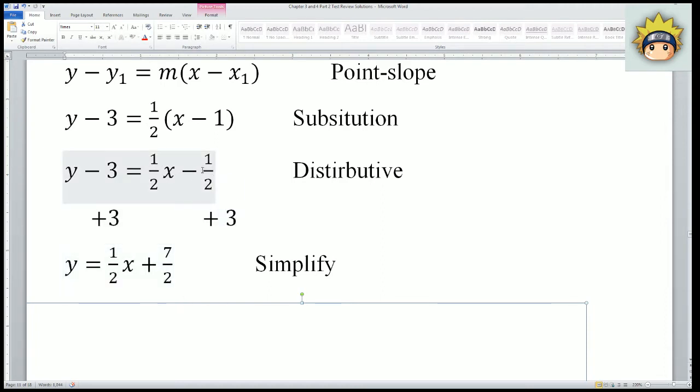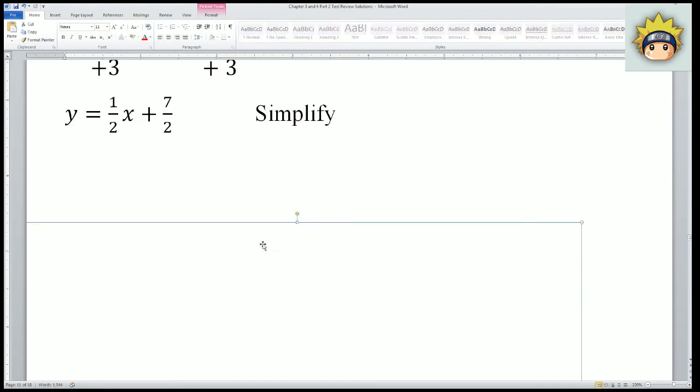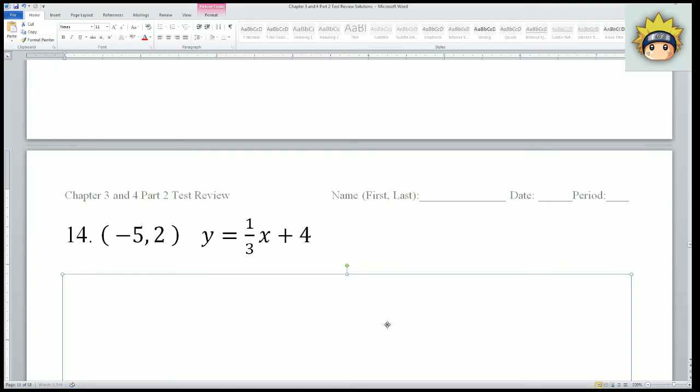The fraction is pretty ugly, so just use a calculator. Negative 1/2 plus 3. The calculator should chunk this out here. Make sure you're able to convert from a fraction to a decimal and back into a fraction. Okay, good. Let's do 14.